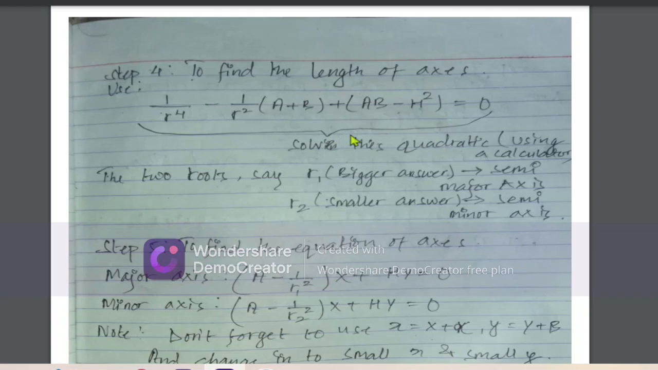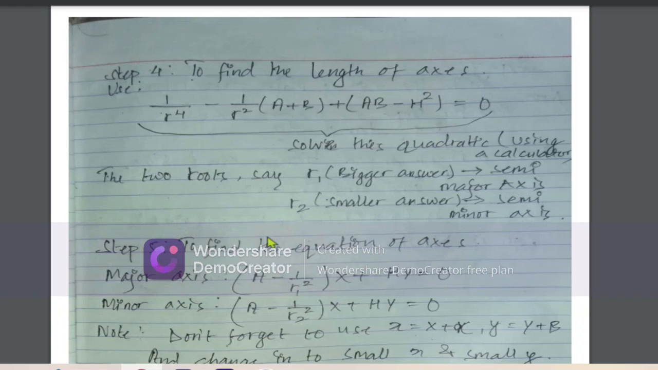So use a calculator to solve this, as it takes much time. So we will get the values of r. The bigger answer is considered as r1, which is the semi-major axis, and the smaller value will be r2, which is the semi-minor axis.